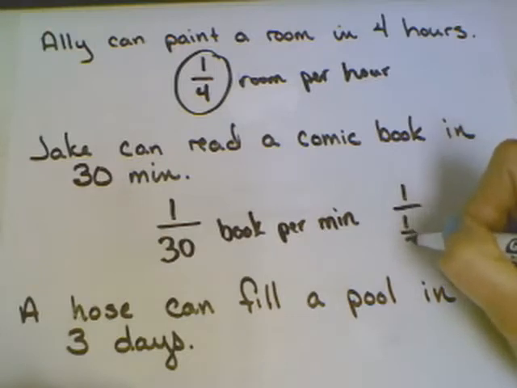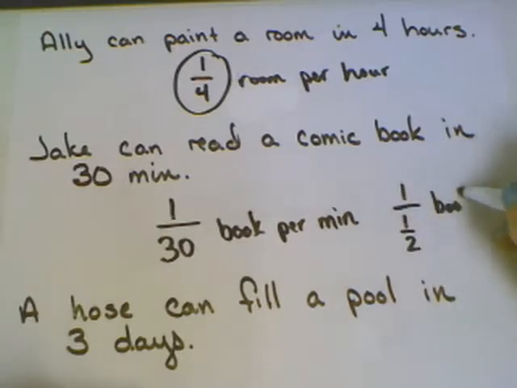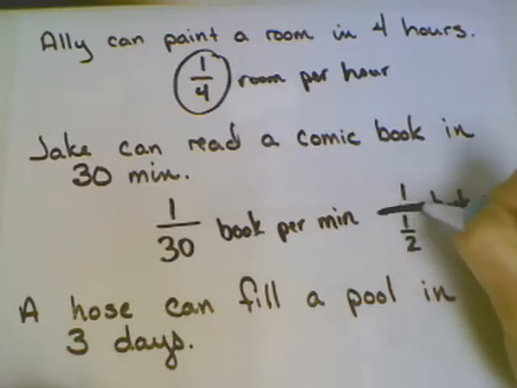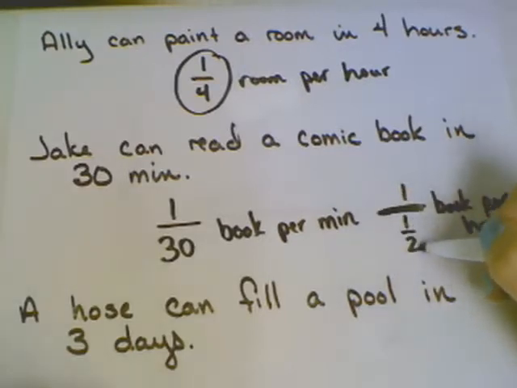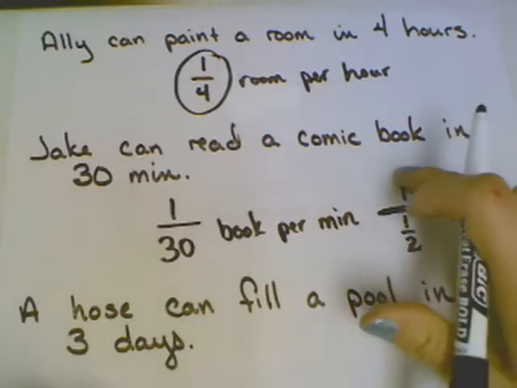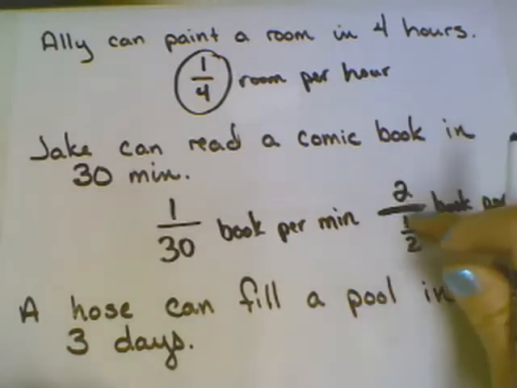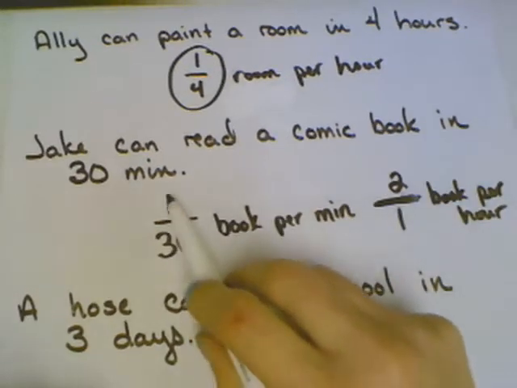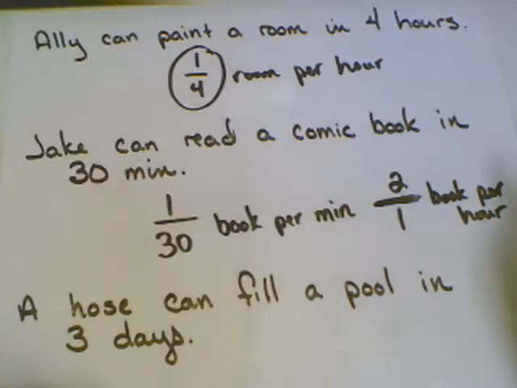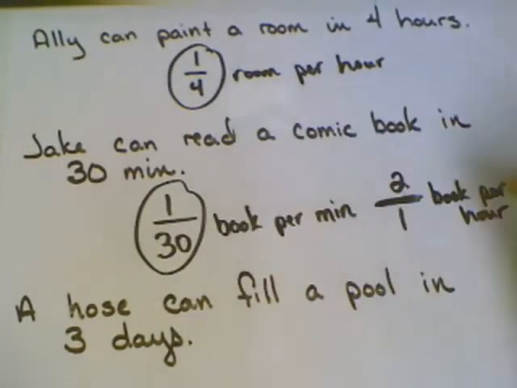So then his work rate is 1/(1/2) books per hour. But this is not a really nice way to write that. If I have a fraction within a fraction, just like when we were converting percents into fractions, I'm going to multiply the top and bottom by this denominator. So the top is going to be multiplied by 2, and the bottom is going to be multiplied by 2. So I could consider his work rate 1 book per 30 minutes, 1/30th, or 2 books per 1 hour.